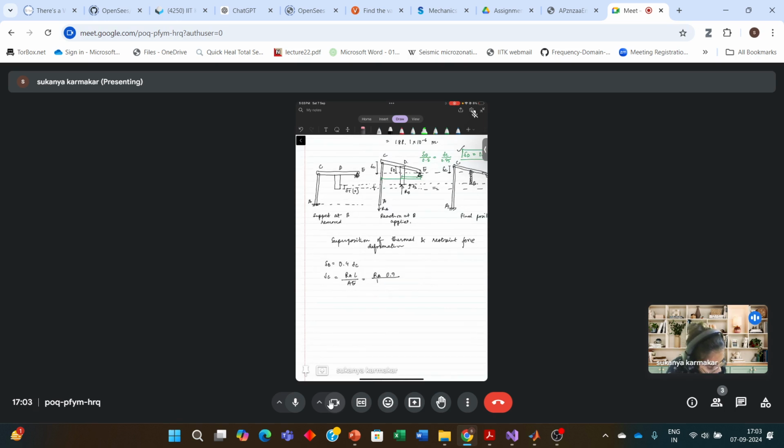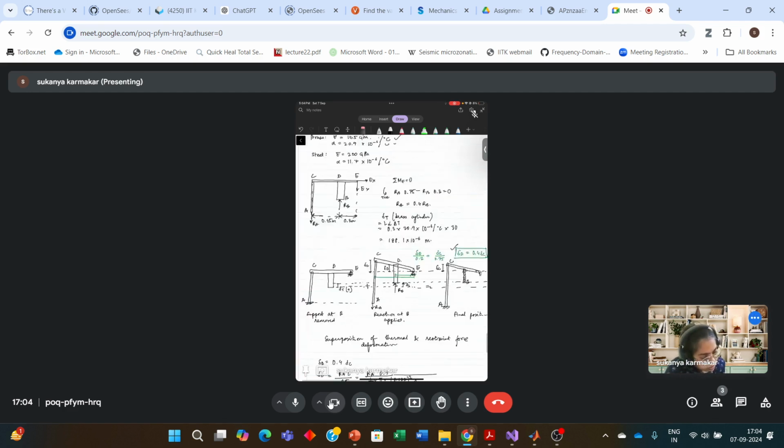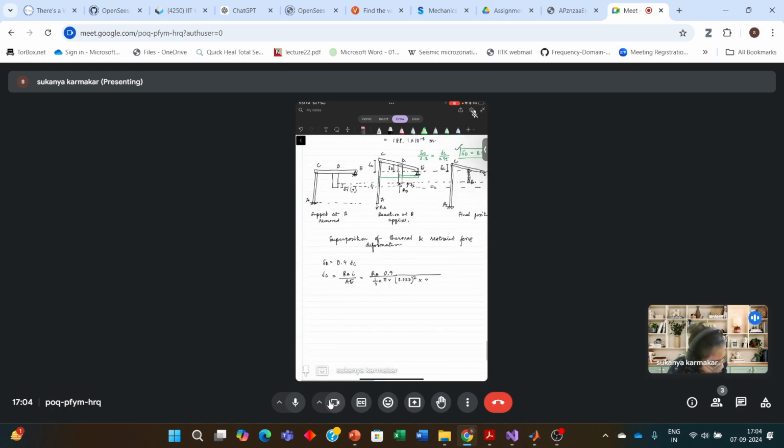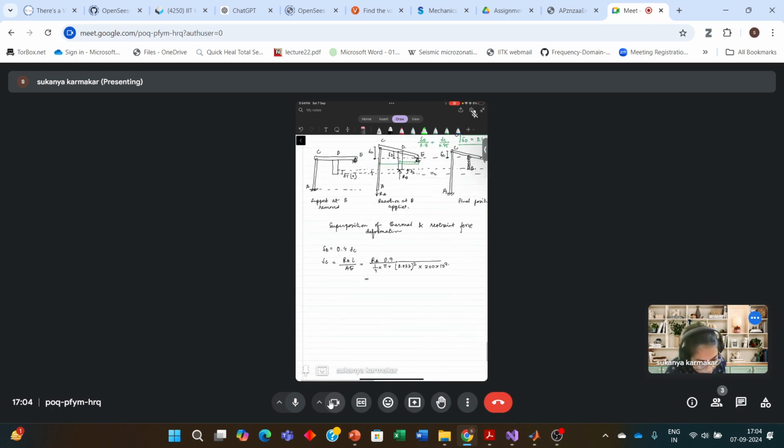So diameter is 22, so pi by 4 into 22. I want the answer in meters, so 22 divided by 1000 will give me meters, and the square of that, into E. It is made up of steel, so Young's modulus of steel is 200 GPa, so 200 into 10 to the power 9. Okay. So this comes out to be 11.84 into 10 to the power minus 9 RA.